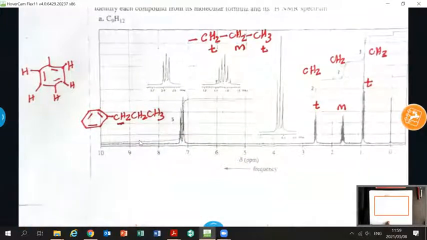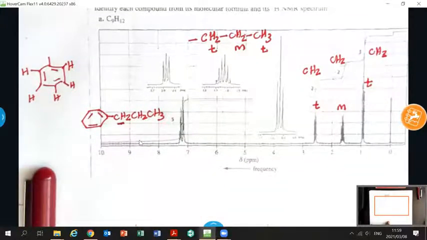Right, so just a taste of what's to come in the next 2 lectures that I will have with you this week. But that's how you can actually take a spectrum and get the structure just by looking at the NMR spectrum and the molecular formula.